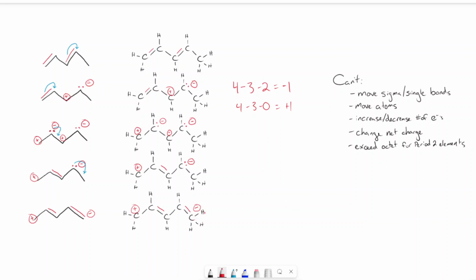And so at that point, you may wish, oh, well, this carbon over here is missing a hydrogen. I wish I could just drag it over there. But we can't do that. You can't move sigma, can't move atoms. We can't change that. We can't get rid of this double bond and just make it disappear. That would decrease our number of electrons. So this is something that we can't do. So we will leave it at the previous structure.